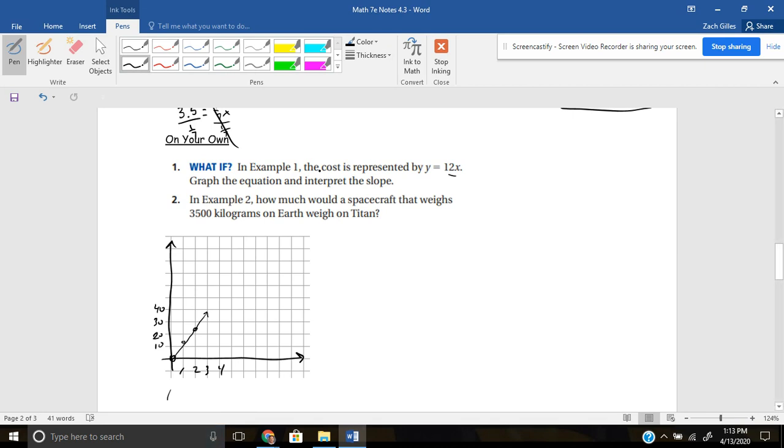And then interpreting the slope, what does that mean? Well, in this case, it would be $12 per gigabyte.